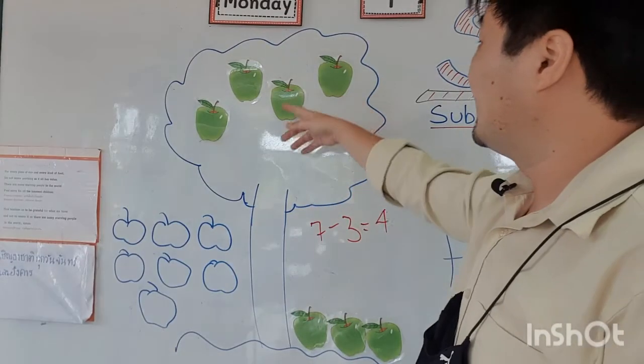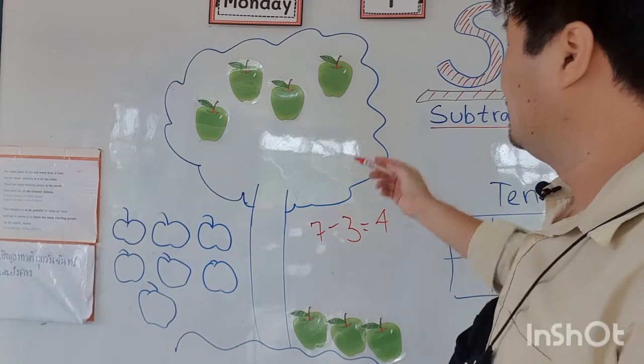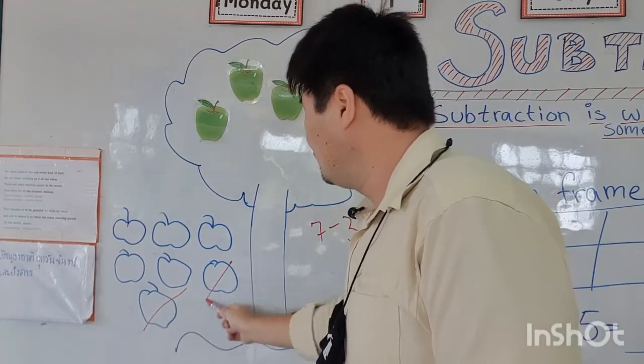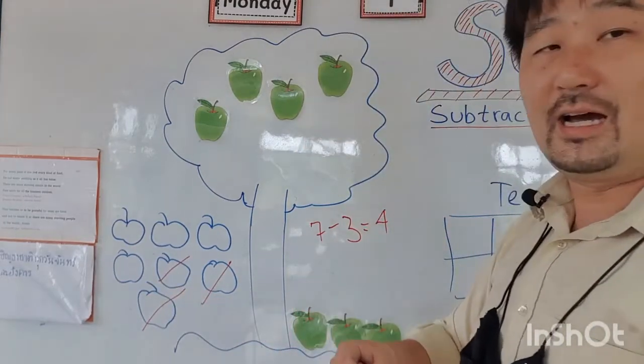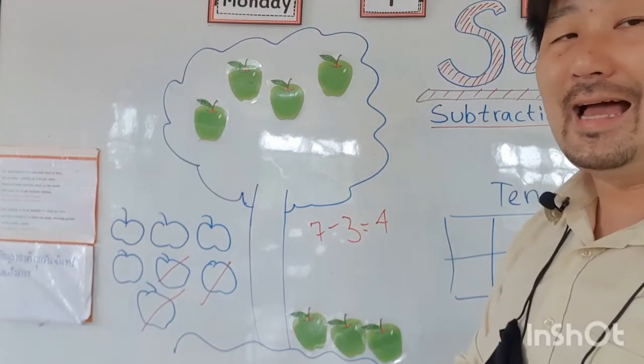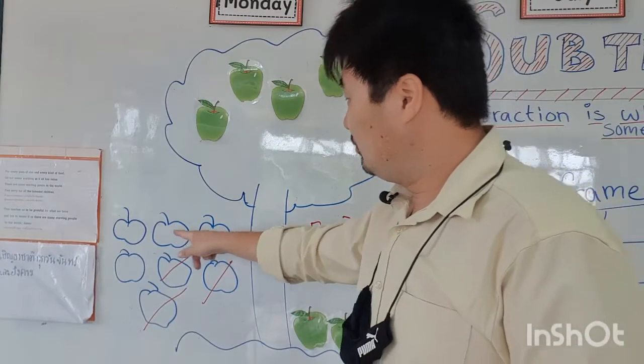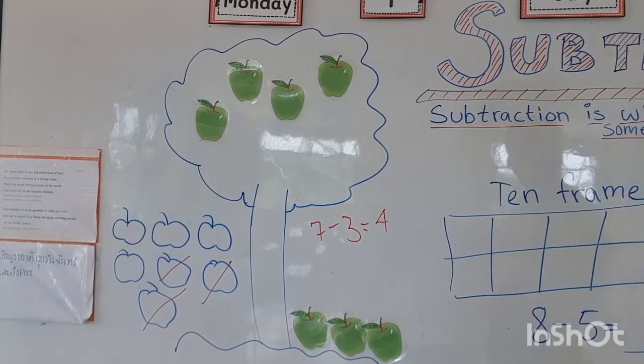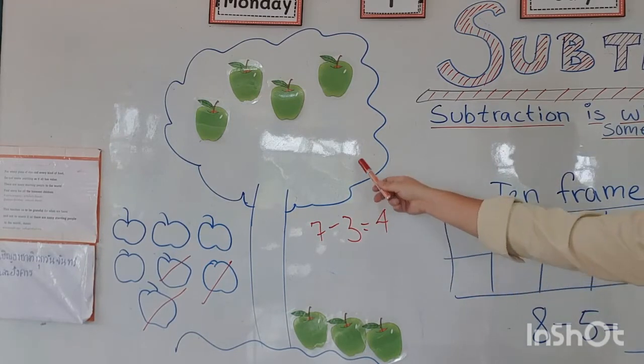If you cannot take away, you can cross out. So you can cross out 3. So let's do that. 1, 2, 3, and then you count how many remaining apples you have. 1, 2, 3, 4. Okay, so you have 4 apples left on the apple tree.